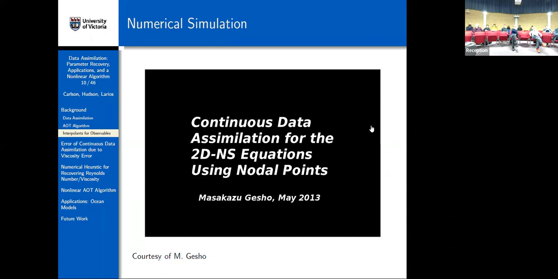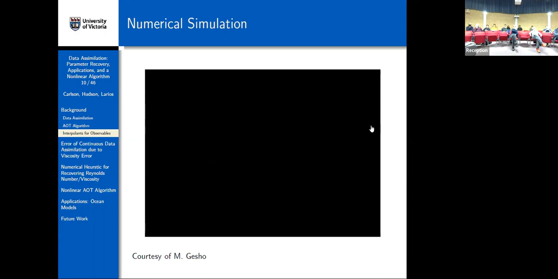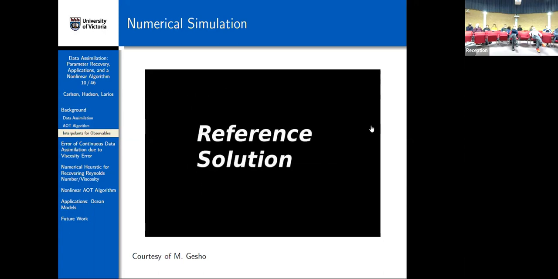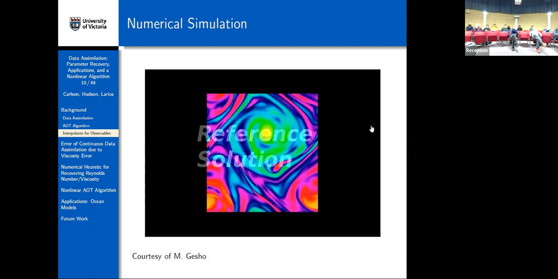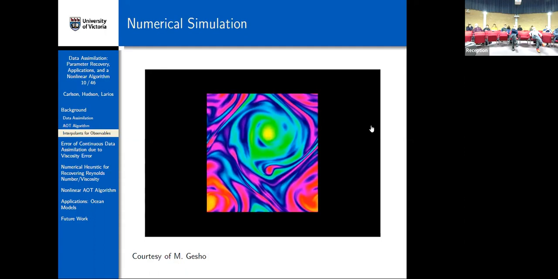Okay, so this is a stream function plot of Navier-Stokes with a high Grashof number and a nice low viscosity. Basically, we're going to look at the reference solution. So this is what the reference solution looks like. This would be our U that we're going to sample from.